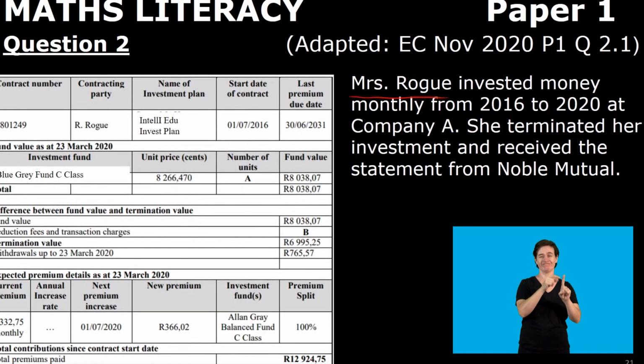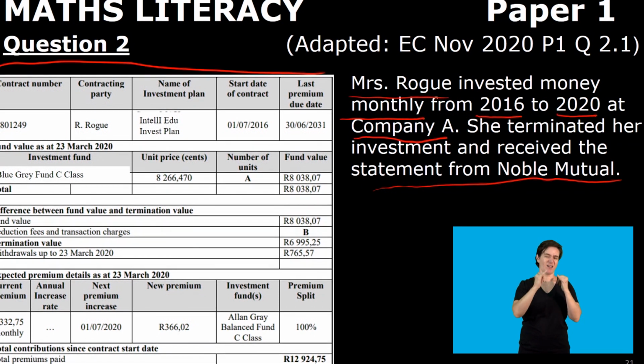Welcome back. Let's look at question 2, and that is going to be on finance. Now, Mrs. Rogue invested money monthly, that's important, from 2016 to 2020. Remember to highlight your keywords. At Company A. She terminated her investment and received the statement from Noble Mutual. So now this is the statement.